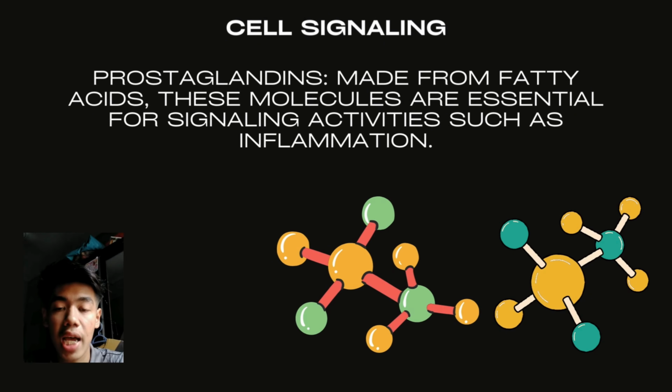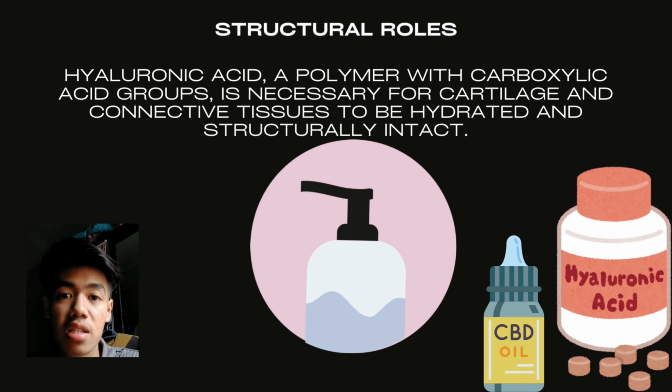Second last is cell signal. Prostaglandins are made from fatty acids. These molecules are essential for signaling activities such as inflammation. Last, for biological systems, is structural roles. Hyaluronic acid, a polymer with carboxylic acid groups, is necessary for cartilage and connective tissues to be hydrated and structurally intact.